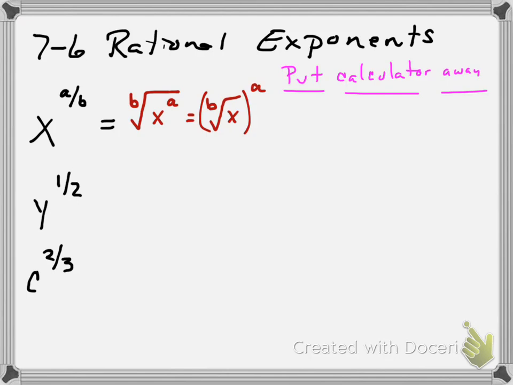So y to the 1/2 would be the square root of y to the first power. Well, we don't normally write either of those numbers in that situation, the 2 index or the 1 exponent, so that would be written as root y. So a 1/2 power is a square root.